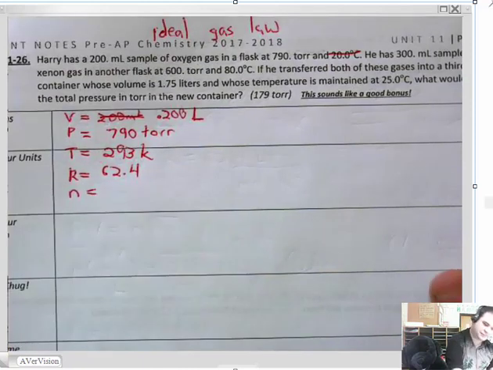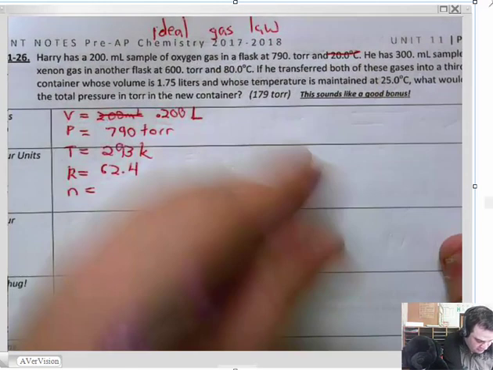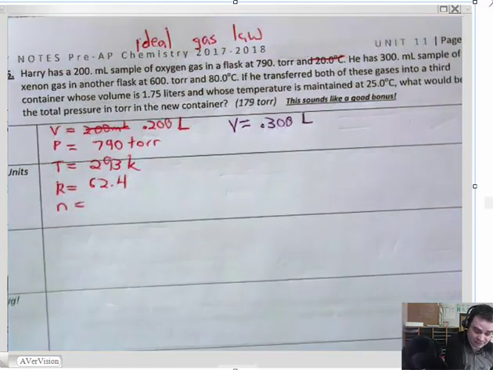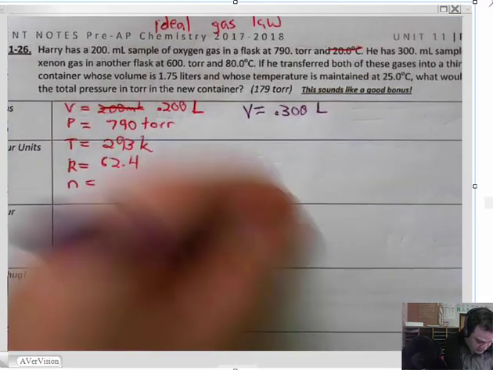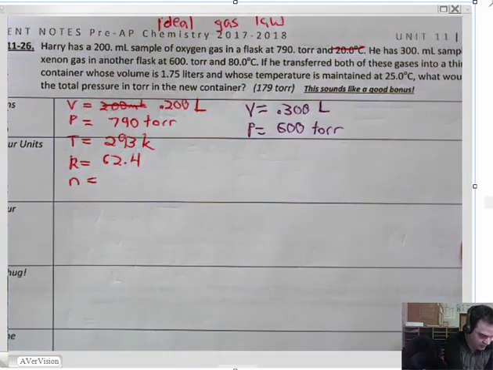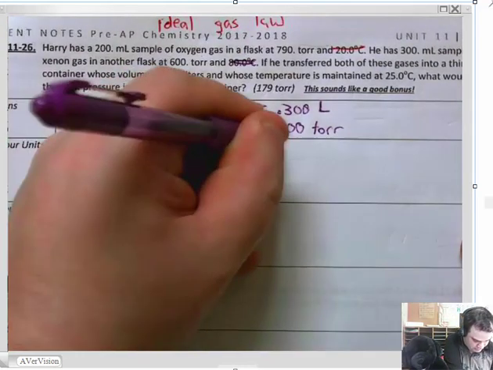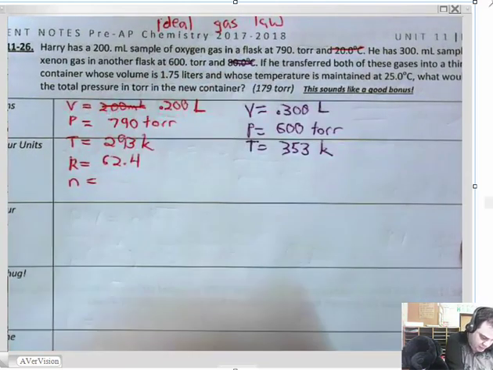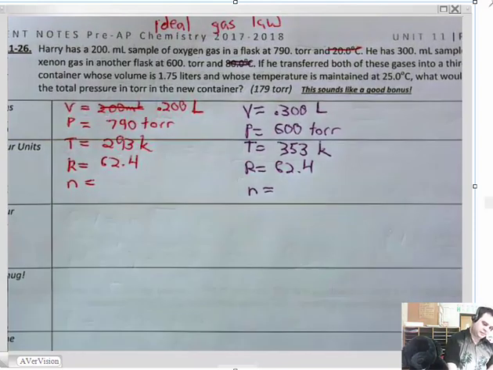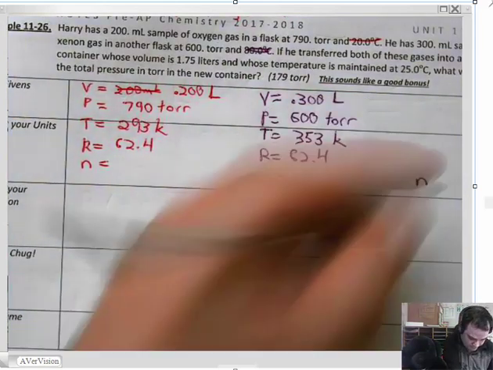You're going to see me find the moles the first time. Then you're going to see me do this with 300 milliliters. That volume is going to be 0.300 liters, the pressure is 600 torr, and the temperature is 80 degrees Celsius, which is 353 Kelvin. You're going to see me use R again of 62.4, and then find the moles again. Then I can add these two numbers of moles, and I'm going to find my third number of moles eventually.